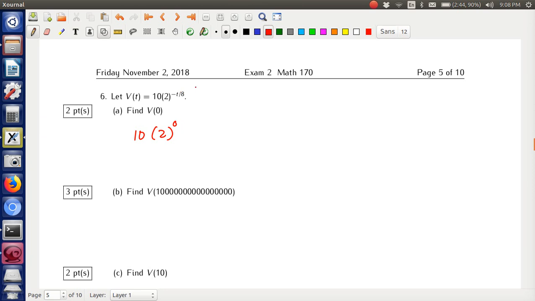0 over 8 is 0. Minus of that is still 0. 2 to the 0 is 1, so it's just 10. The answer is just 10. V of 0 is just 10.